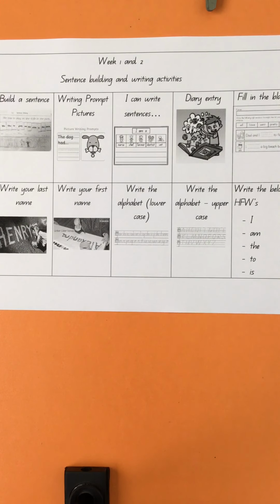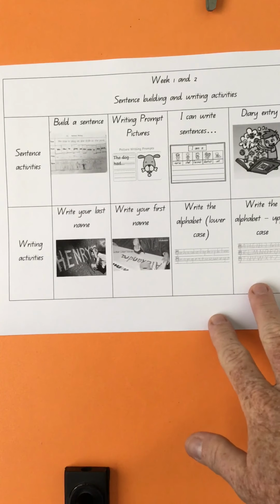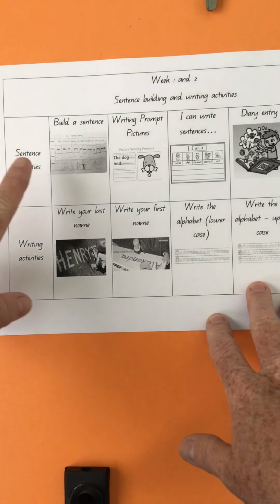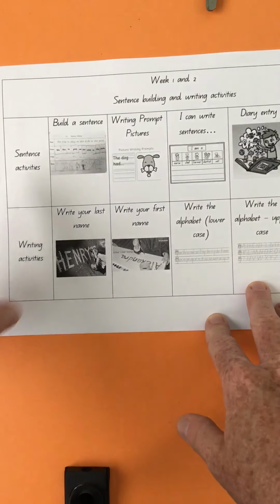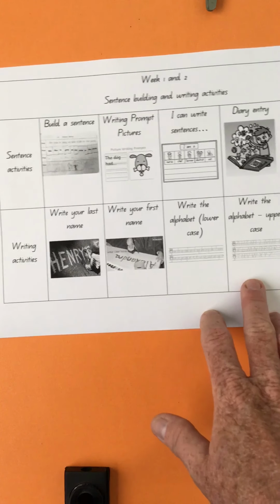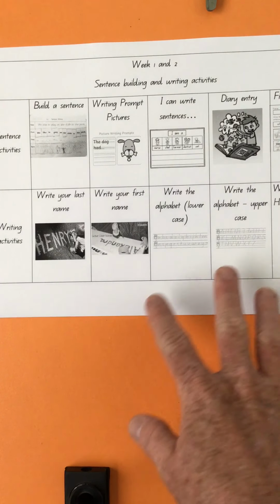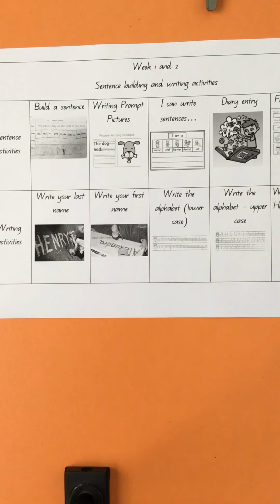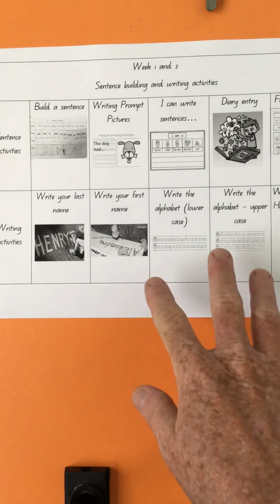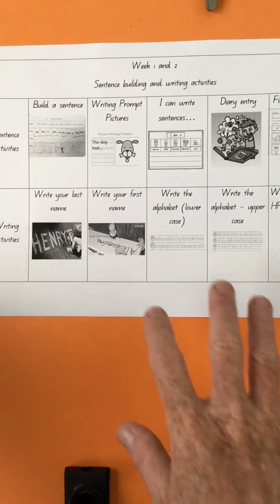Okay, hi. I'm going to try and take you through the grid for literacy for weeks 1 and 2. One is sentence activities and one is writing activities. I'm going to do sentence activities in this video. So the basic idea is that you choose one to do each day. And if your child really likes doing one of them, let them do it twice. It's okay. So let's have a look at build a sentence.